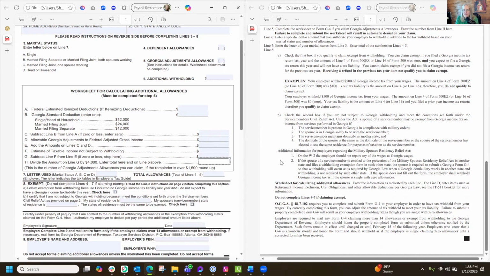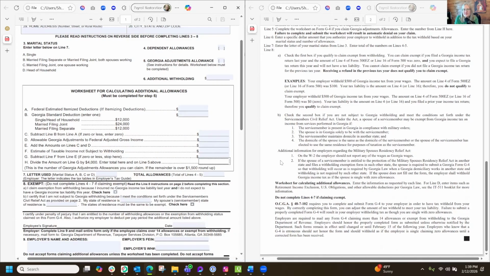Your employer withheld $500 of Georgia income tax from your wages. The amount on line 4 of Form 500 EZ or line 16 of Form 500 was 0. Your tax liability is the amount on line 4 or line 16, and you filed a prior year income tax return. Therefore, you do qualify to claim exempt. So these are 2 different examples that they didn't do a very good job of distinguishing, that one was example 1 and one was example 2.